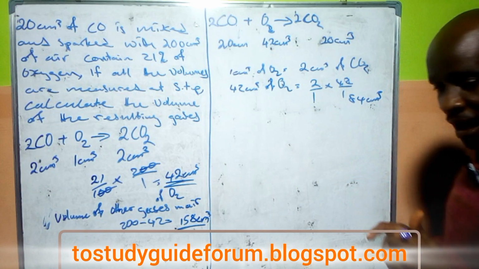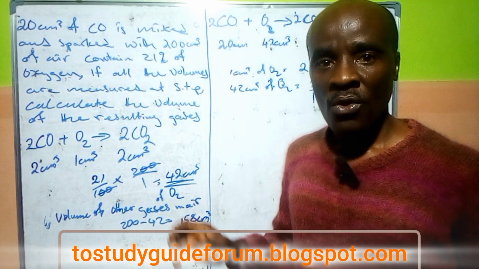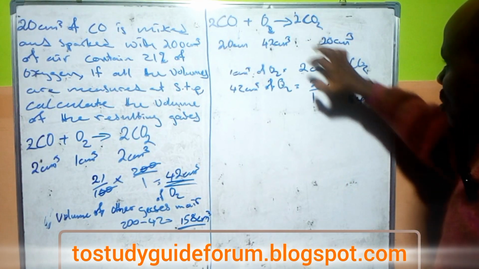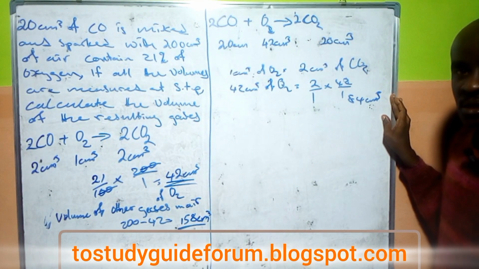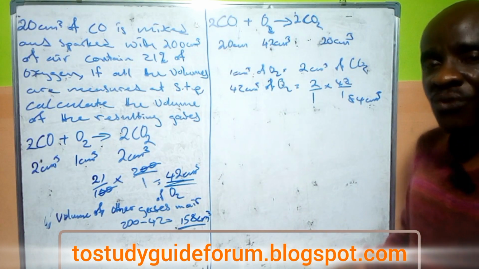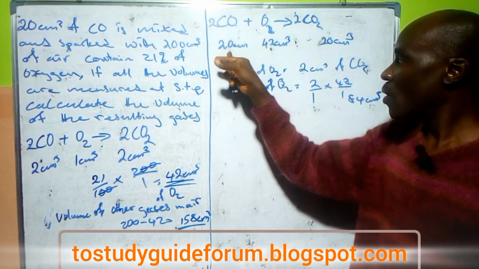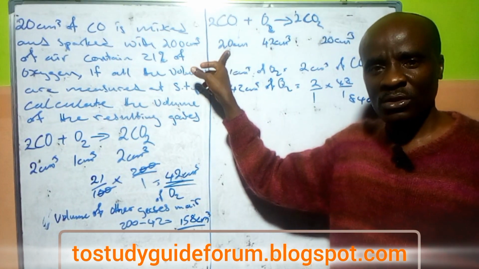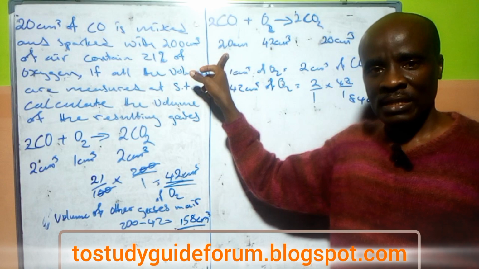Now, the one that has the highest volume of products is the one in excess. So it means that oxygen in this case is in excess. So for this reaction to take place, we need to find out the volume of oxygen that will burn completely 20 cm³ of carbon(II) oxide from here.